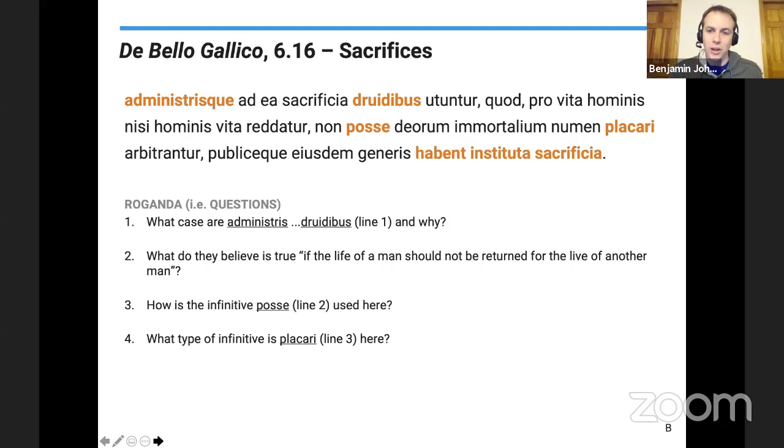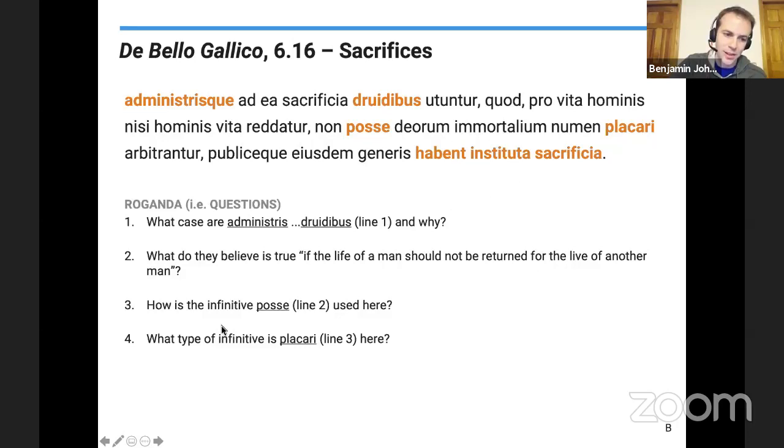Okay, so talking about these sacrifices here in, I think, one sentence. We have the question: for rogandá, what case are administris druidibus in line 1 and why? Why do they believe it's true that if the life of a man should not be returned for the life of another man? 3, how is the infinitive posse in line 2 used here? And then 4, what type of infinitive is placari here? Okay, so let's go on.